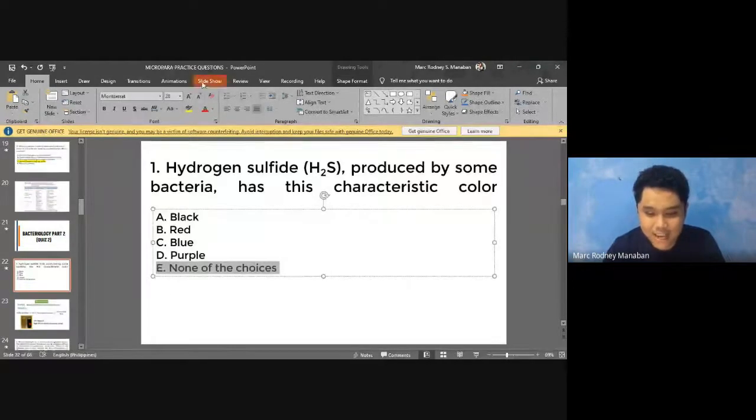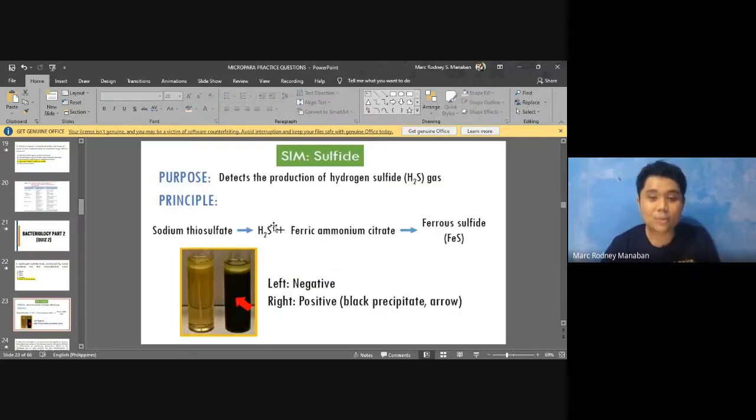None of the choices. Take note that H2S is a gas. Alright? H2S produced by bacteria is colorless. No, it is a gas. Pero for us to see na nag-produce siya, ibutang sa culture media na naay reagents na mo-react sa H2S. And that is in your SIM medium, sulfide production. Your SIM medium contains sodium thiosulfate, and this is the source of H2S for your bacteria. Now, the H2S produced, which is colorless, will react with the ferric ammonium citrate of your media to produce the precipitate ferrous sulfide. And this precipitate is black.